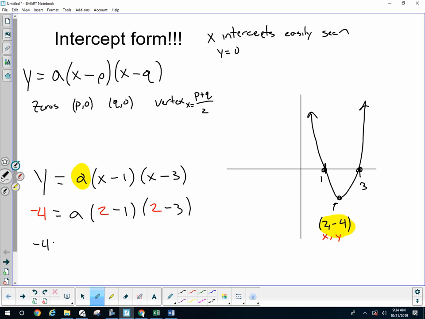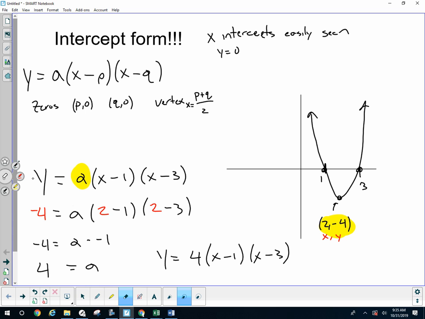This gives us negative 4 equals A times 1 times negative 1. That's negative 1. I divide by negative 1. I get A is 4. That gives me my equation. Y equals 4 times x minus 1 times x minus 3. That is not that bad. Okay.